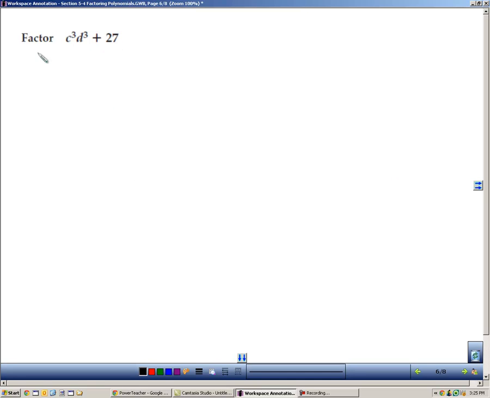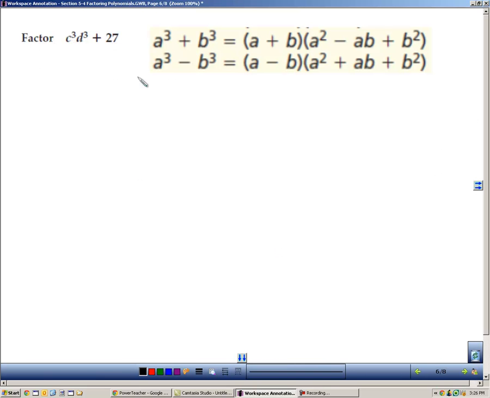Here there's no GCF, and the way to factor this is to recognize these as a sum of cubes. Here we have the patterns for a sum of cubes and a difference of cubes. This is a sum of cubes, so we want to think about it this way. CD cubed will come from a CD cubed. And what cube will give me a 27? The answer is 3. Now I write this down so that we know what is being cubed in each one of these, because the first thing that's being cubed is my A, the second thing that's being cubed is my B, and now I can use this pattern.